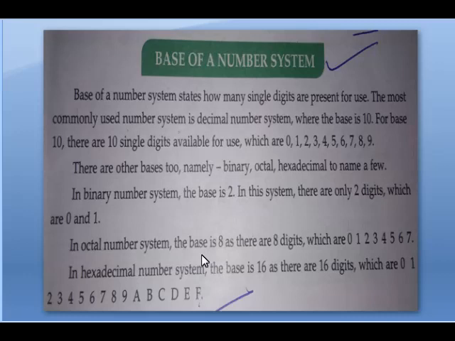So the base of a decimal number system is 10. Base of a binary number system is 2. Base of an octal number system is 8. And the base of the hexadecimal number system is 16.